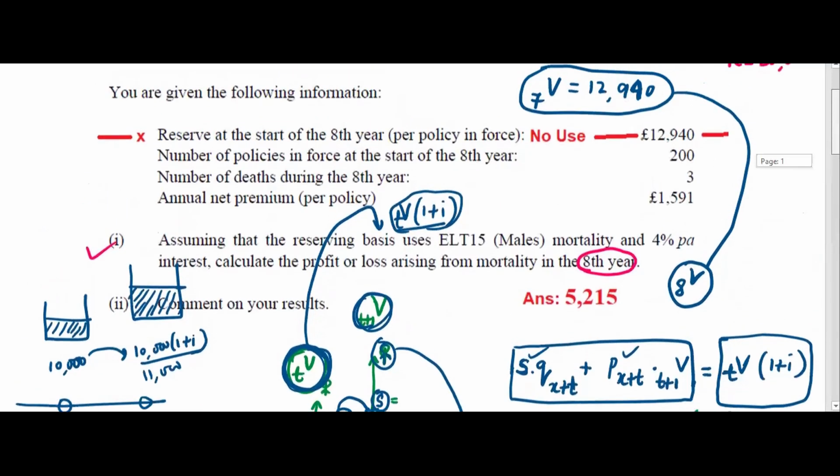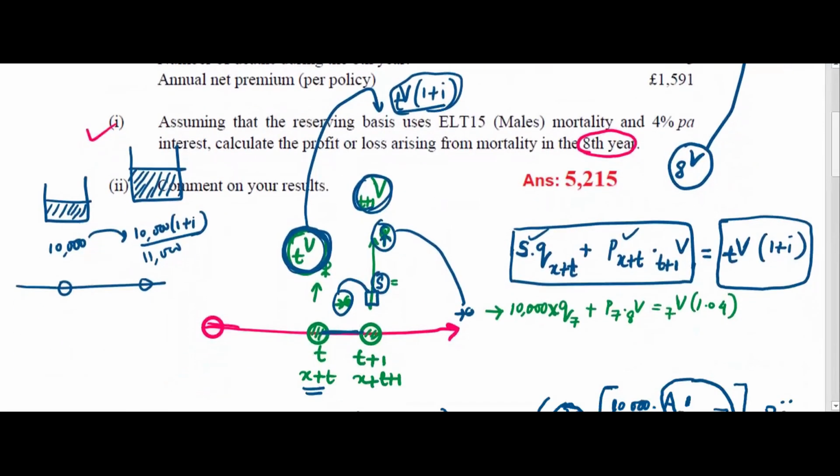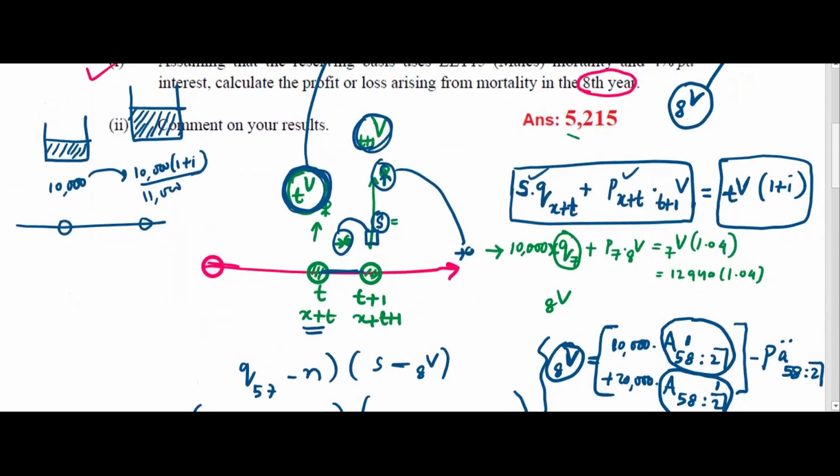V7 is given in the question. See here. The reserve at the start of the 8th year is 7. The end of the 8th year is 8. So 12,940 is given. This is given, 12,940 into 1.04. You write that. Then you see this from the table, the ELT male table. Then you know P7 also. If you know Q7, then solve this, find V8. Find V8 and put it in the equation. And do this problem and check the answer.